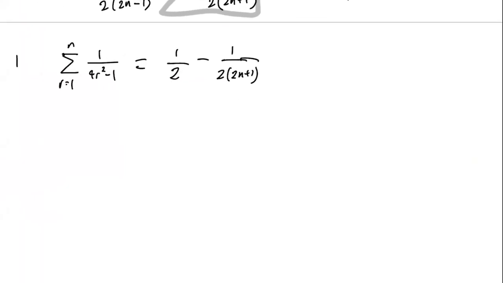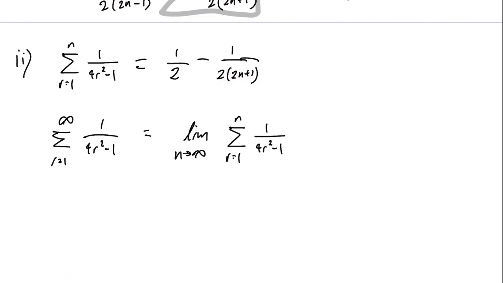Now in part 2, we are expected to find out what is sum r equals 1 to infinity of the same expression. So it's just the limit as n goes to infinity of the expression, but the upper limit is n. Then take the limit as n goes to infinity. That's what they are saying when they replace with an infinity there. So what do we know about the summation from 1 to n? It's really just this fraction minus fraction.